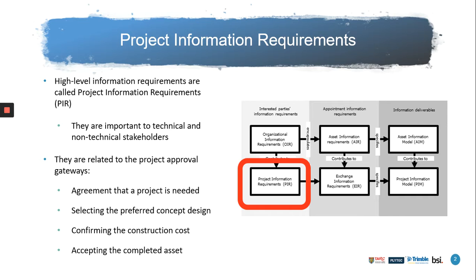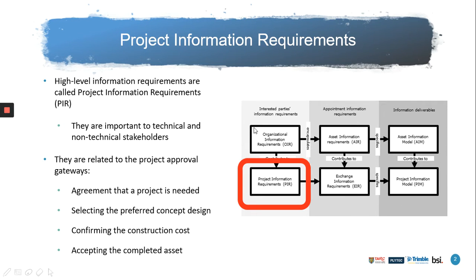So once this is decided, then you will move on to the appointment of information required. So you have the asset information requirement, AIR, then all these parties will contribute into the exchange information requirement, which is a EIR. So in BIM, we have another stage.